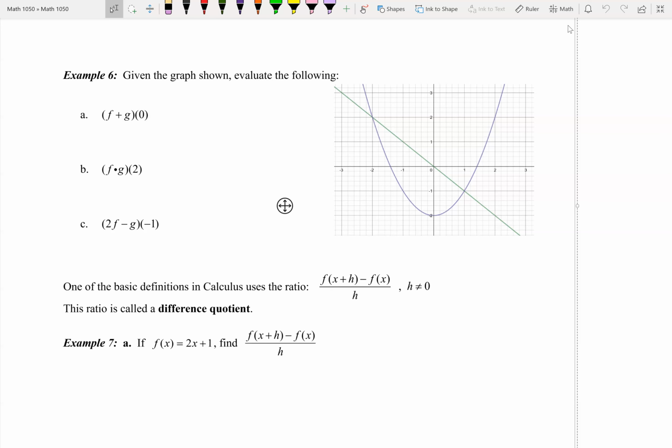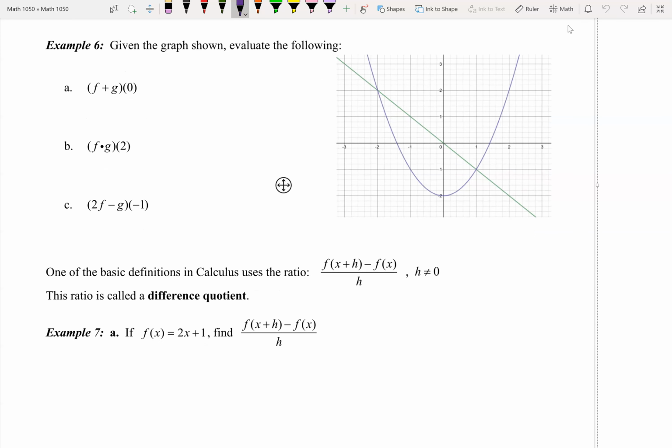Okay, so question C. I'm always editing the workbook, you guys, trying to make it better and better, getting you prepared for the midterm and the final, okay? So I think the easiest thing to do right here is to separate this. So this right here means 2f of negative 1 minus g of negative 1. Okay, so just split it like that.